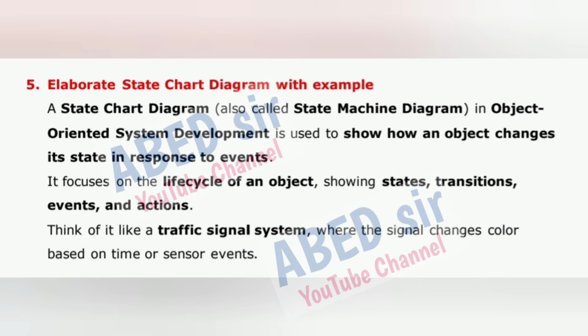A state chart diagram, also called state machine diagram, in object-oriented system development is used to show how an object changes its state in response to events. It focuses on the life cycle of an object, showing states, transitions, events, and actions. Think of it like a traffic signal system, where the signal changes color based on time or sensor events.